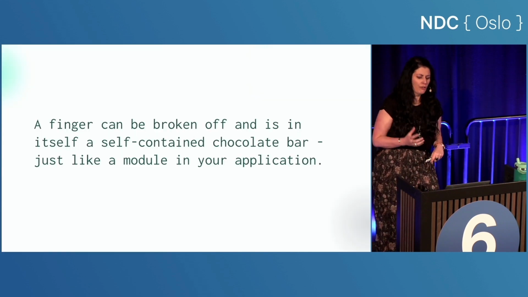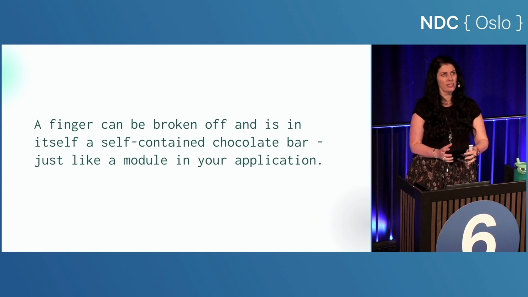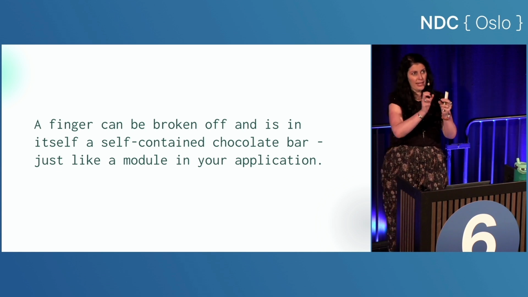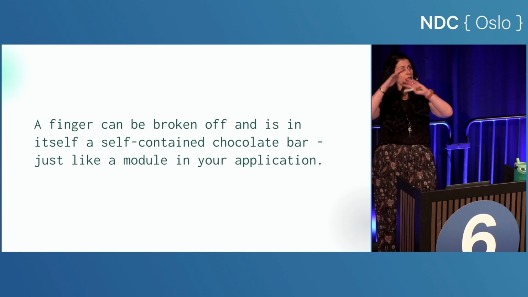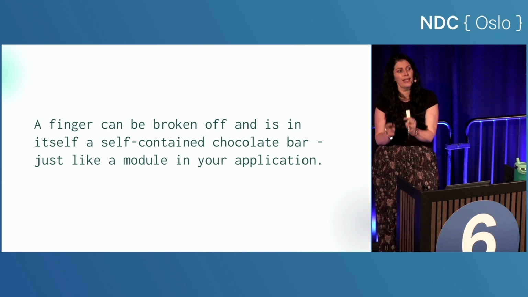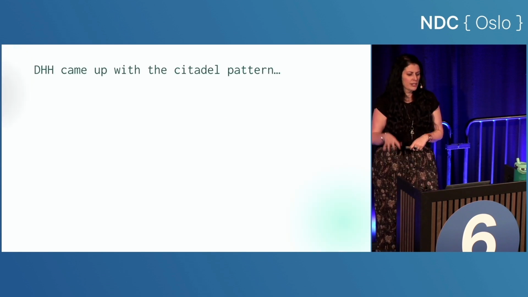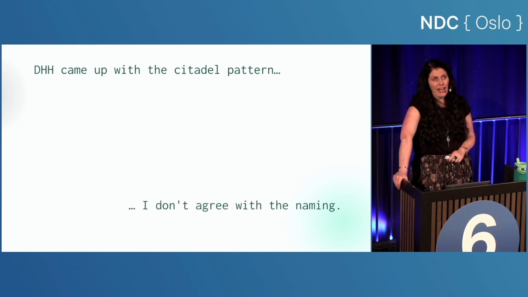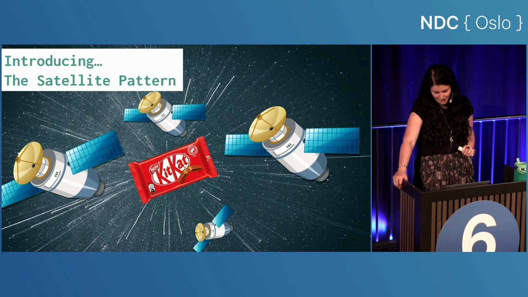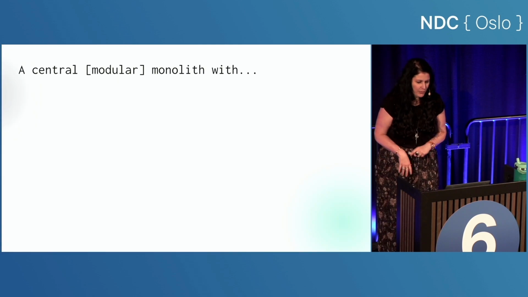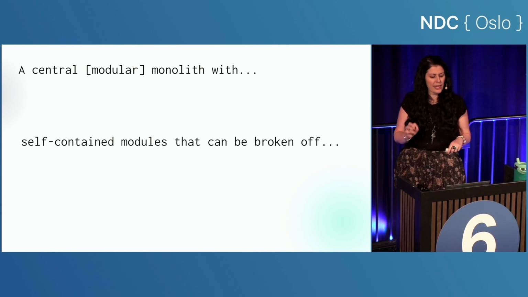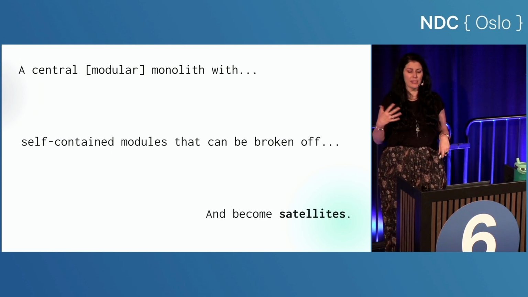A finger can be broken off and is in itself a self-contained chocolate bar, just like a module in your application. So you can take one of those modules out, and now it should be completely encapsulated, completely able to stand on its own. So DHH came up with the Citadel pattern. I don't like that. It doesn't make sense to me. So, I have yet another new pattern for you, the satellite pattern. This makes so much more sense to me. We have a central, maybe modular monolith with self-contained modules that can be broken off and become satellites.